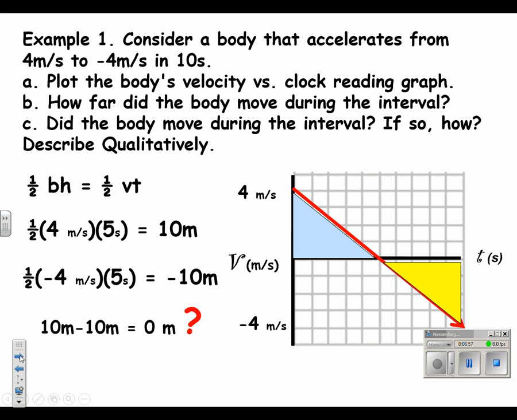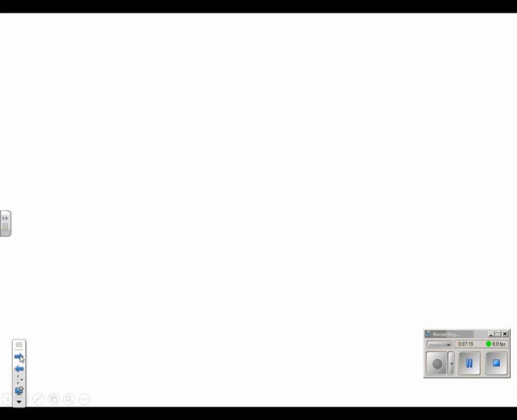So describing it qualitatively, how did they move? Well, they moved in a negative direction. They were moving the positive direction to a stop, and then they moved in a negative direction. So they switched directions and moved the other way and sped up. So they slowed down and then they sped up is really what happened. All right? That's qualitatively what happened.